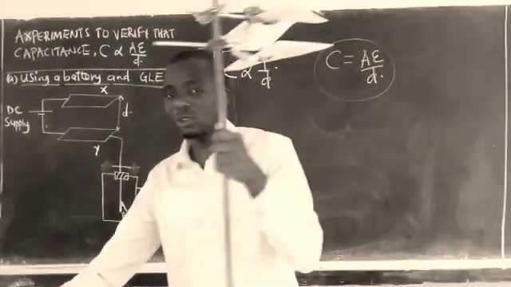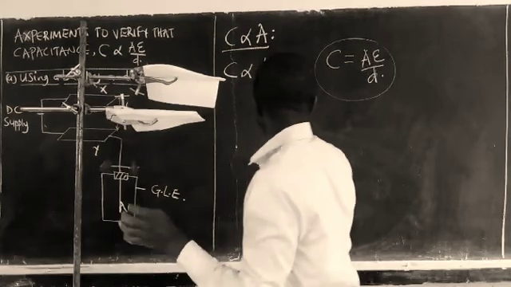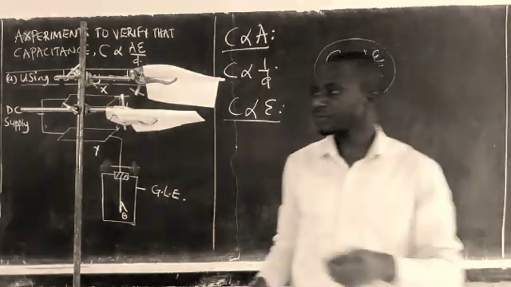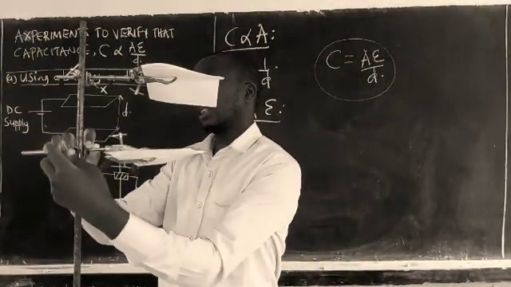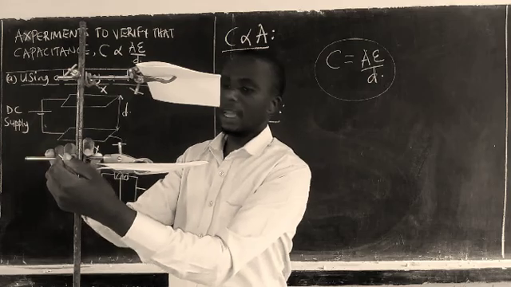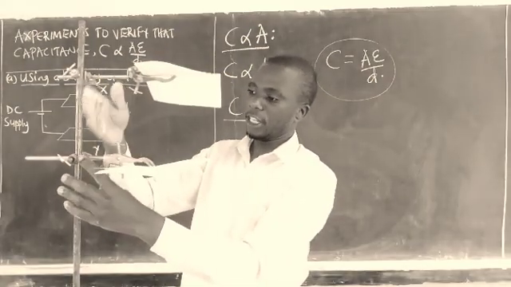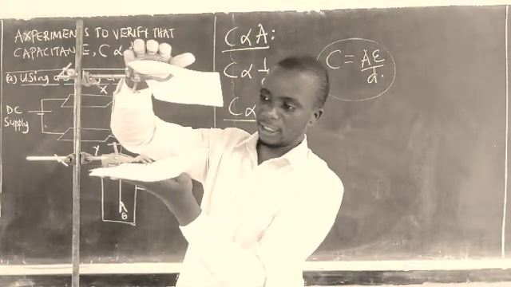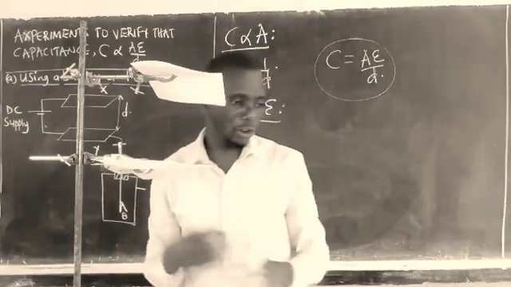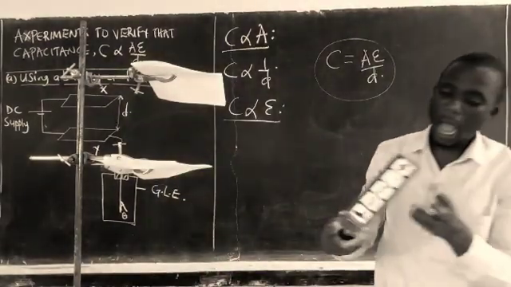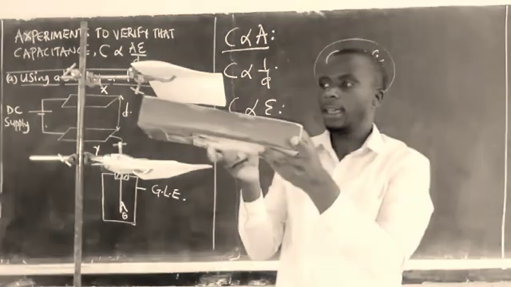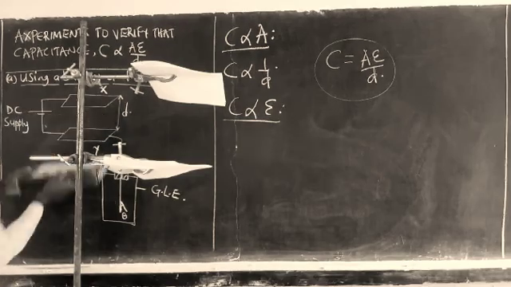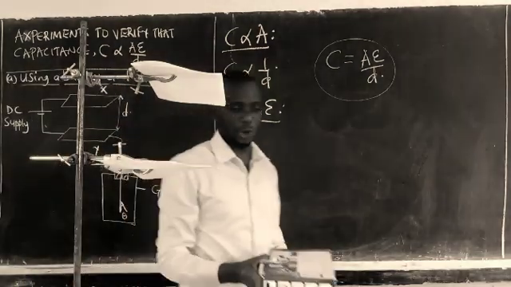Yeah, as if that one is not enough, we need even to show that the capacitance is proportional to epsilon. So what do we do? We are using the same setup, by the way. We have the D, which we are not going to change throughout the experiment, and we have the area of overlap, which we don't change either. So the only thing we are going to do is insert a dielectric.